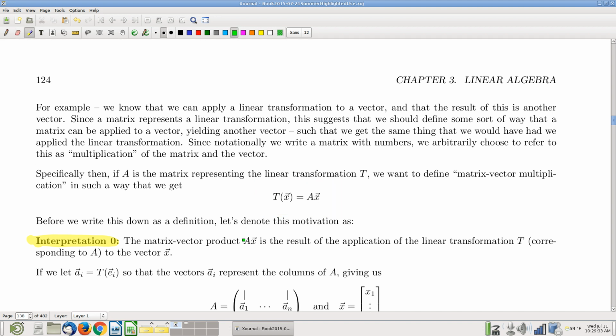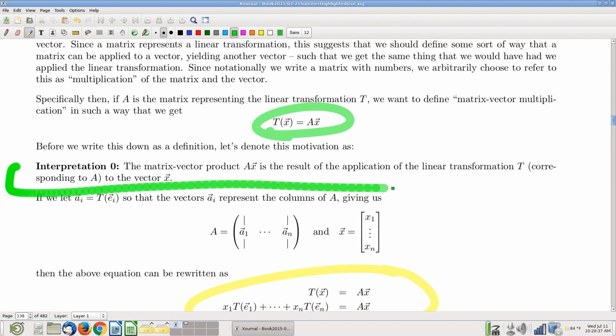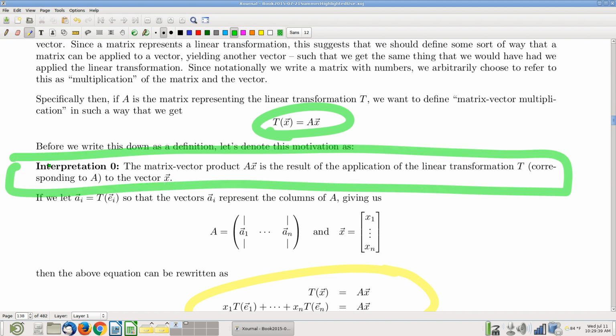So here's the argument. But by the way, this statement I summarized, this is what I call interpretation 0. If you want, you can think of this just as a motivation. The incentive that we have for all the results we're about to derive is that I would like for a matrix vector product to be just the action of what a linear transformation does, because that's what matrices are.